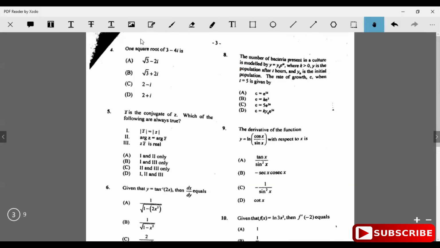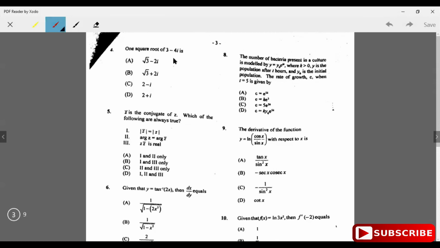All right, now we're here where it is quite clear. Question 4 is asking us to find the square root of 3 minus 4i. Let's say the square root of 3 minus 4i is equal to a. Then what we know is that a squared is equal to 3 minus 4i. So what we're going to do is check which of these answers, when we square it, gives us 3 minus 4i.